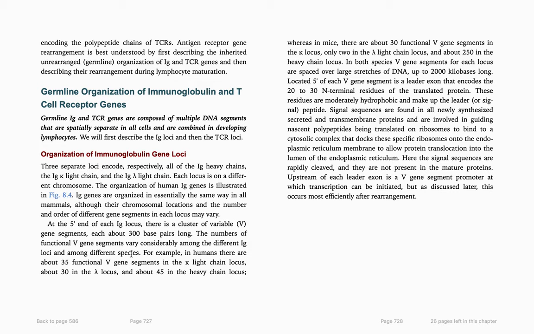The number of functional variable gene segments varies considerably among different Ig loci and among different species. For example, in human there are about 35 functional V gene segments in the kappa light chain locus and 30 in the lambda locus, and about 45 in the heavy chain locus, whereas in mice there are about 30 functional gene segments in the kappa locus and about 250 in the heavy chain locus. In both species, V gene segments of each locus are spaced over large stretches of DNA, up to 2,000 kilobases long.